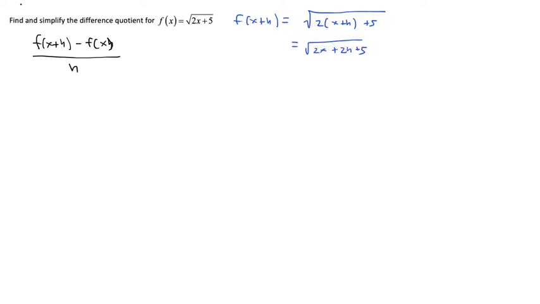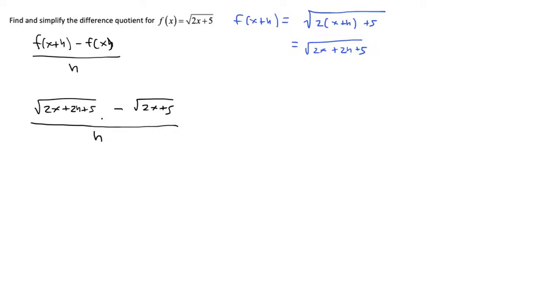So let's take a look at what we've done. We have f(x + h), which is this guy: √(2x + 2h + 5), minus f(x), which is √(2x + 5), and all of this over h. Okay? So you're probably looking at this and saying, what can I do? Well, I can't subtract these because these are not like terms. They look the same, but this one has that extra 2h in the middle. Okay, so how can we simplify this?